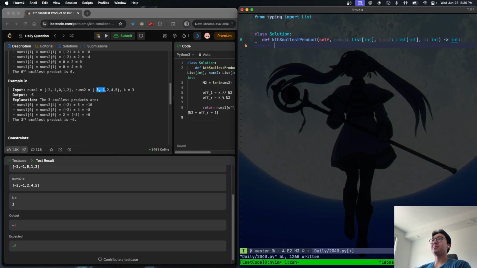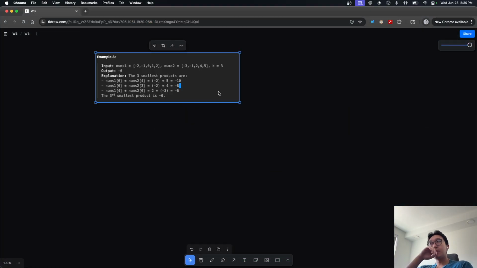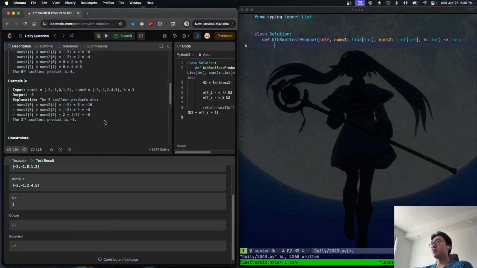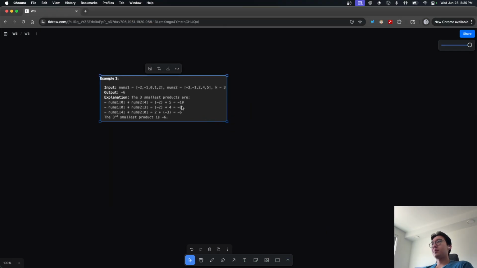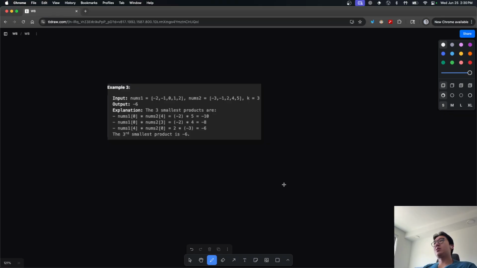Hmm. Now I see why the question is hard. I grab this example right here. Oh my God, I have like a highlight. All right. Okay. Now this is hard.